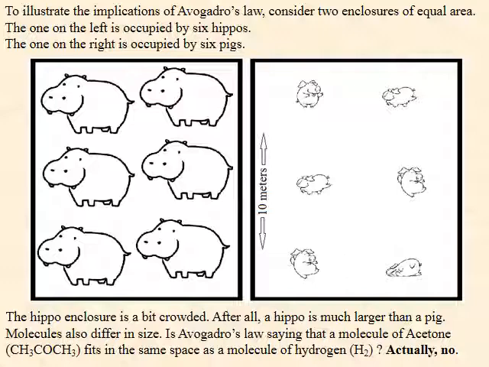The one on the left is occupied by 6 hippos. The one on the right is occupied by 6 pigs. The hippo enclosure is a bit crowded. After all, a hippo is much larger than a pig. Molecules also differ in size. And that brings the question: is Avogadro's law saying that a molecule of acetone fits in the same space as a molecule of hydrogen? Well, actually, no.